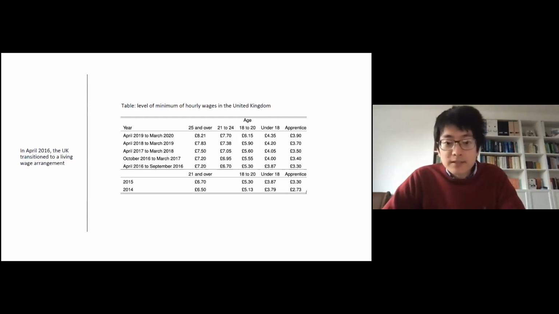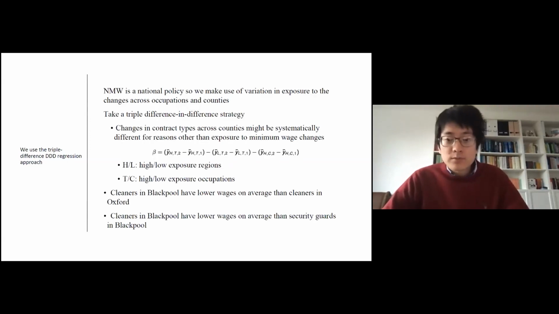The next slide, please. What we do is a triple diff empirical estimation, where we look at two differences. The first one is exposure to the minimum wage legislation over regions. The second one is exposure to minimum wage legislation over occupations.